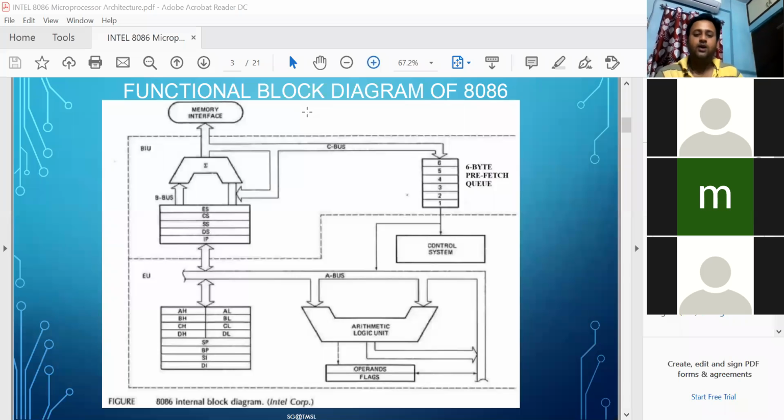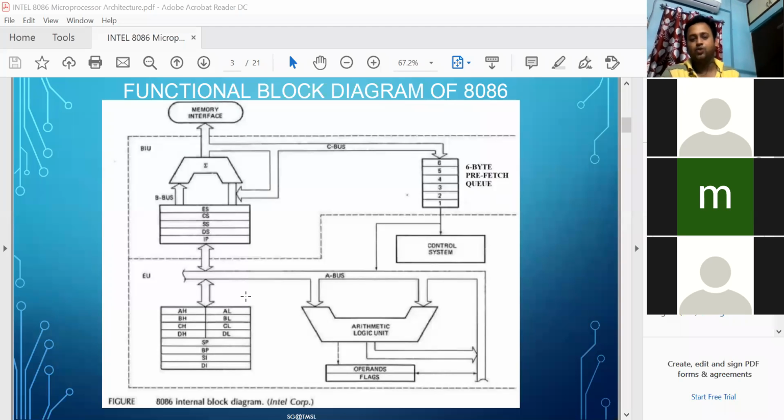So the lower portion is called the execution unit, where certain registers have been implemented, like AH, AL, BH, BL, CH, CL, DH, DL. These are general purpose registers. Individually, AH is 8 bit, AL is 8 bit, BH is 8 bit, BL is 8 bit, CH is 8 bit, CL is 8 bit, DH is 8 bit, DL is 8 bit.